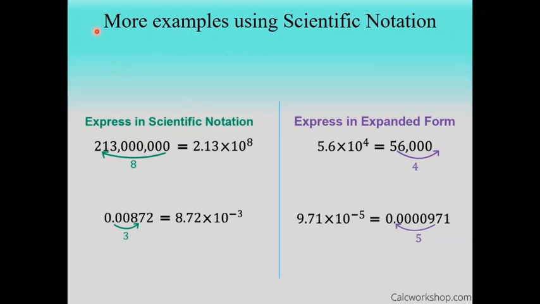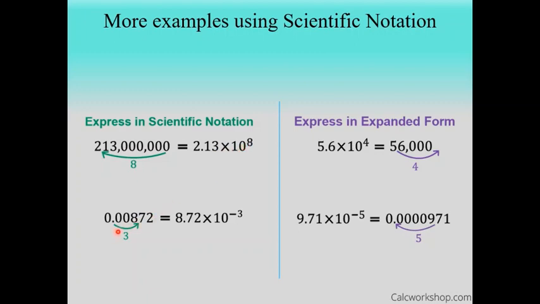Here's a couple more examples using scientific notation. These on the left start with an expanded form and we write them in scientific notation. This number given here is actually 213 million. You can think of it this way: the decimal is over here, and if I'm going to move that decimal point between the 2 and the 1, I have to move it over 8 places if you count. So it's 2.13 times 10 to the 8th.